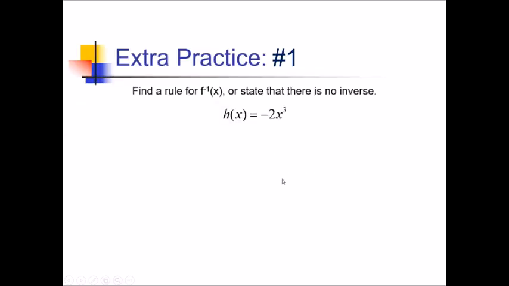To find the inverse of the h function on this, we have to switch the x and the y values first. So we have x equals negative 2y cubed. Next, we solve for y. If we divide both sides by negative 2 first, we've got a negative x over 2 on the left side. And then to get y by itself, we just cube root both sides. So we can write h inverse equals the cube root of negative x over 2.